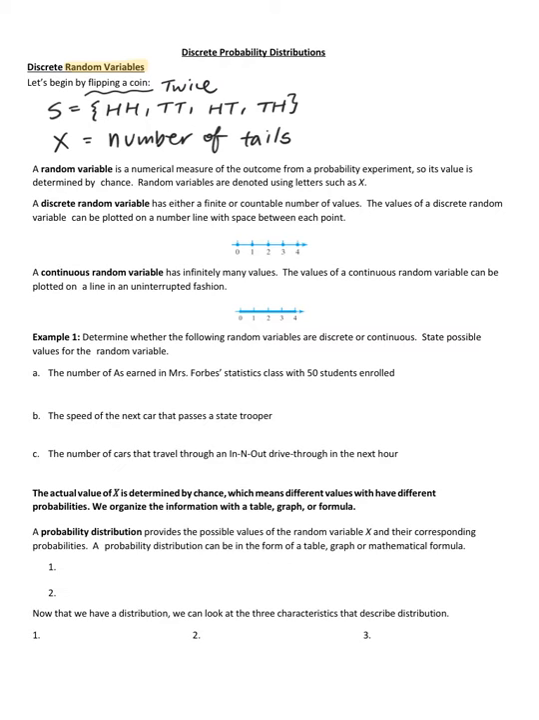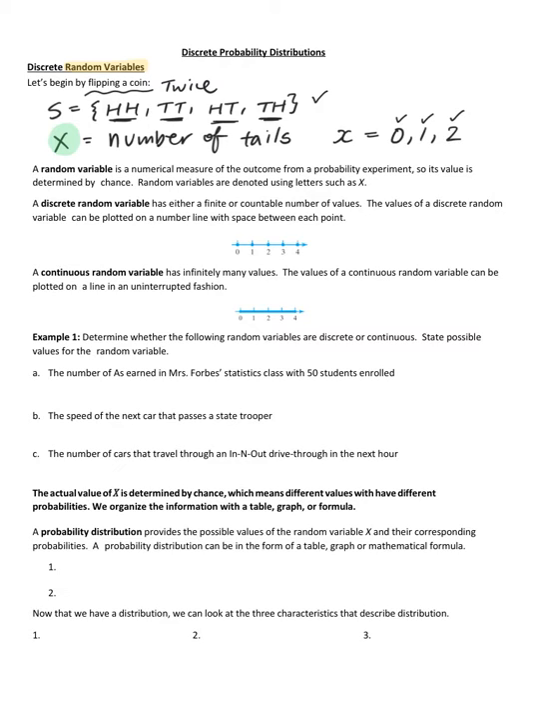So if we go through our outcomes here, this one has 0 tails, and this one has 2 tails, and this one has 1 tail, and this one has 1 tail. So the sample space for this capital X will be X equals 0, 1, and 2: no tails, 1 tail, and 2 tails. So when we do this, we've turned this qualitative variable into a quantitative variable. And this X right here is actually called a random variable.